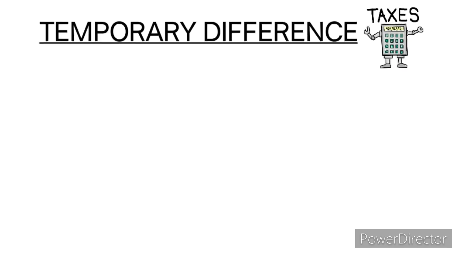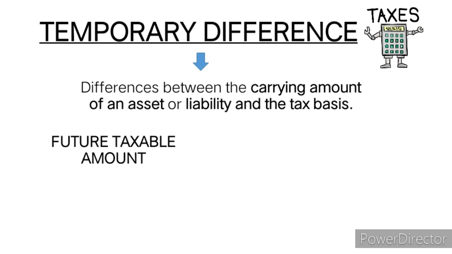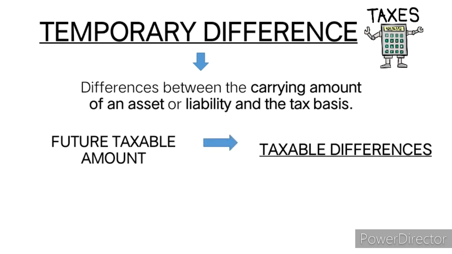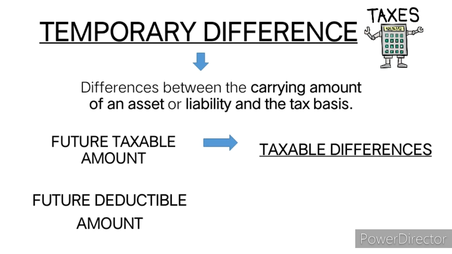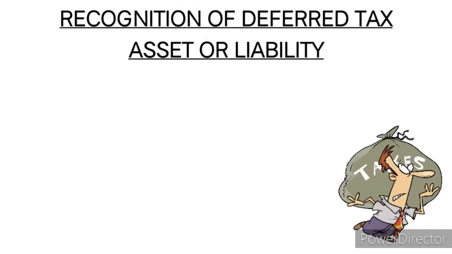For the temporary differences, these are differences between the carrying amount of an asset or liability and the tax basis. The temporary differences that will result to future taxable amount are known as taxable differences, and the temporary differences that will result to future deductible amount are known as deductible temporary differences.